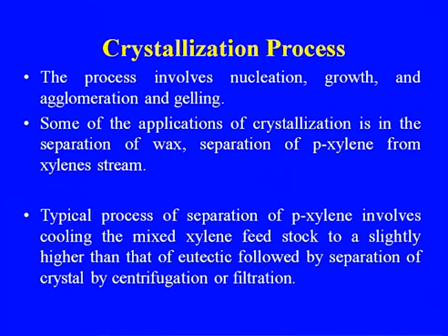The typical process of separation of paraxylene involves cooling the mixed xylene feedstock to a temperature slightly higher than that of the eutectic, followed by separation of the crystals by centrifugation or filtration. This process is extensively used, because there are two processes for the separation of paraxylene. One is based on adsorption and the other is based on crystallization.